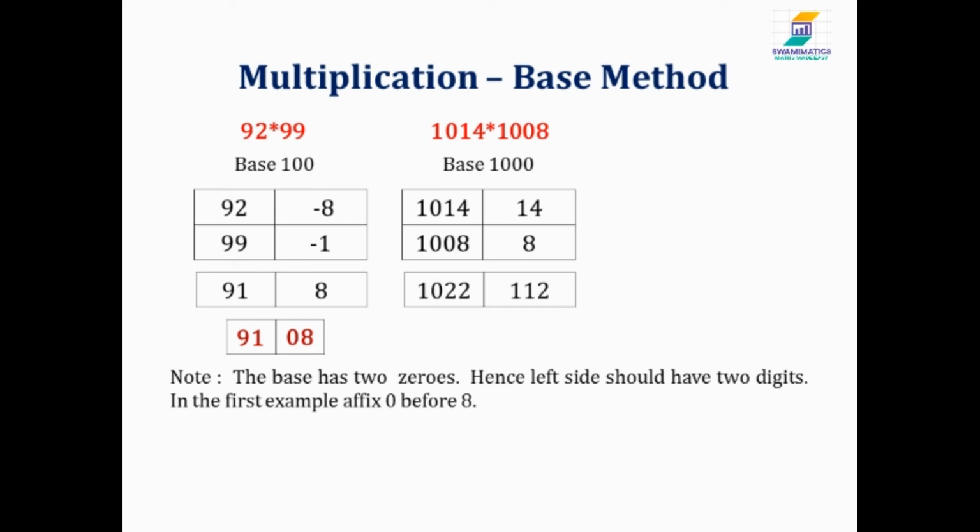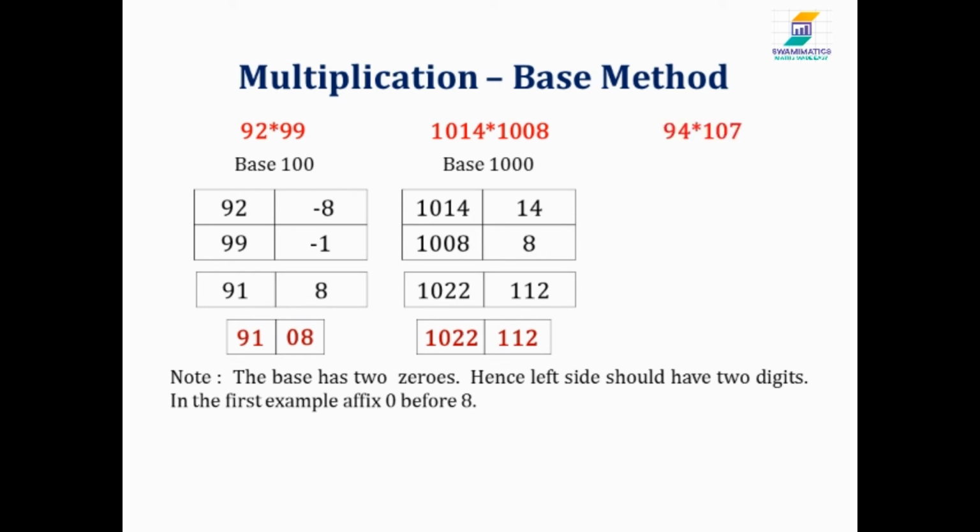Right? The cross operation gives you 1022. 1014 plus 8 is 1022. 14 into 8 is 112. Now when you look at the answer on the left side of the sheet, it is 112. Your base has 3 zeros. That means 112 is okay. That means straight away you get your answer for this multiplication. It is 1022112. You see how easy it is to multiply these numbers.